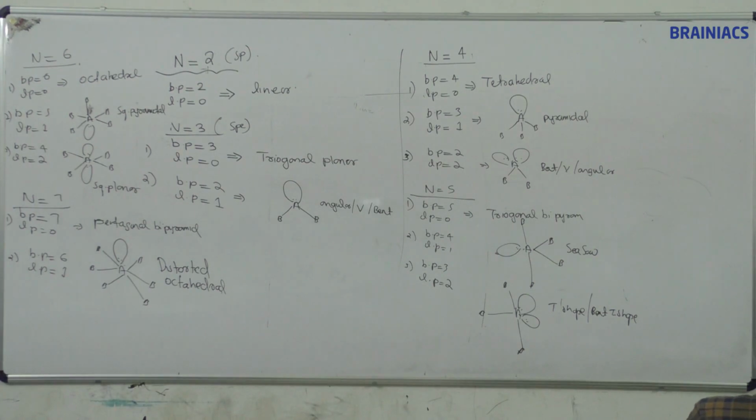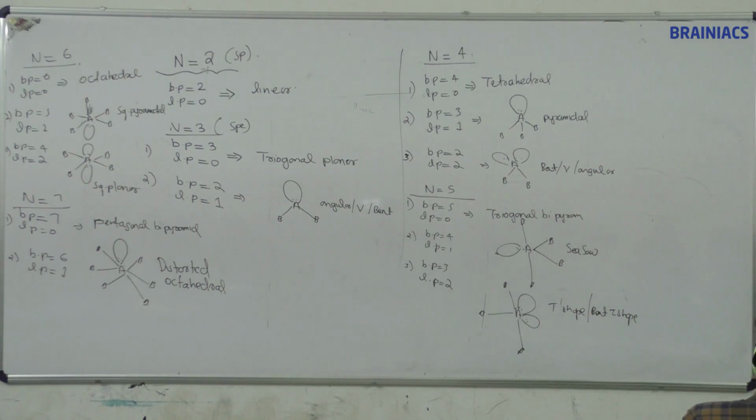PCl5, what is the valence electron of phosphorus? 5. So 5 are bonding, 5 bond pair, 0 lone pair. So what is the structure? Trigonal bipyramidal. CCl4, 4 valence electrons, 4 participate in bonding. So bond pair is equal to 4, lone pair is equal to 0. So what is the structure?